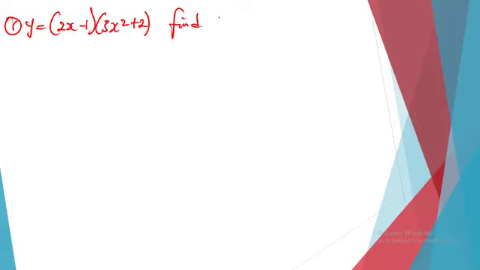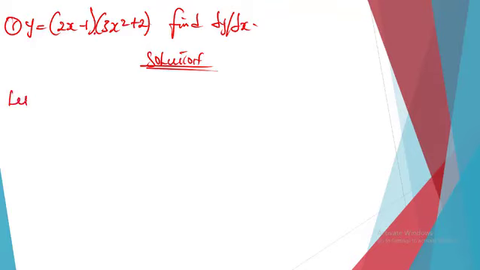So example number 1, if y is given to be equal to 2x minus 1 into 3x squared plus 2, find dy over dx. This is very simple to solve. Okay, right? y is equal to 2x minus 1 into 3x squared plus 2. Remember, this is a multiplication.